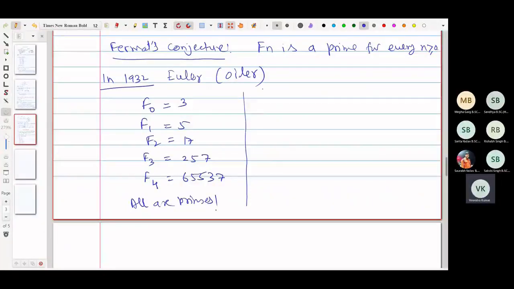But next, for n equals 5, F5 is equal to 2 to the power 2 to the power 5 plus 1, and after computation this can be written as a product like this: 4294967297. Of course, one may guess that after F2 we are getting 7 in the end.